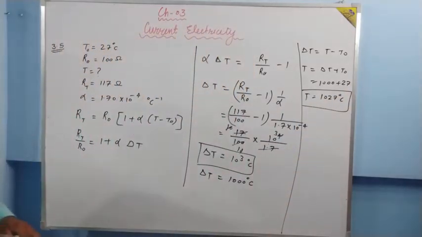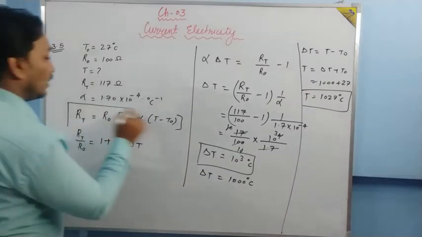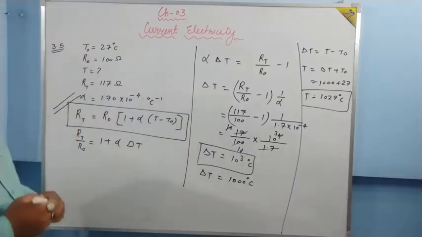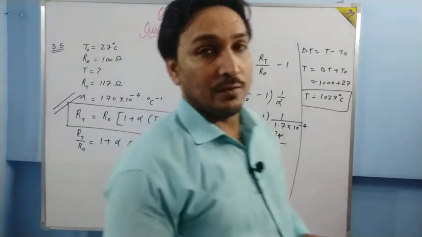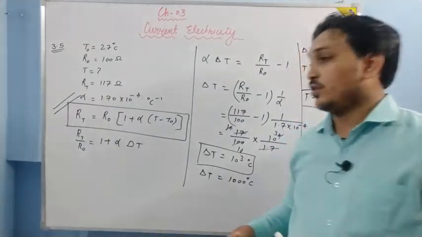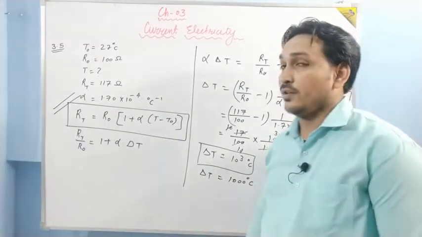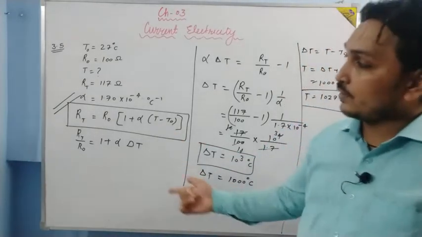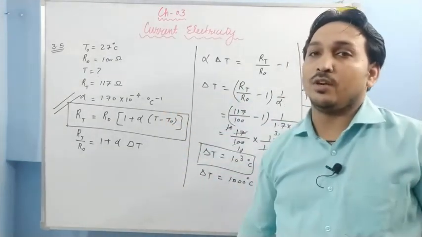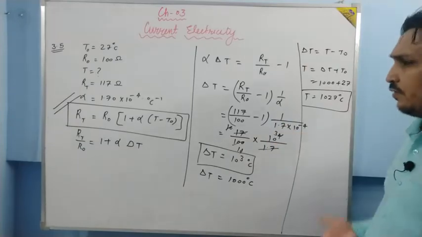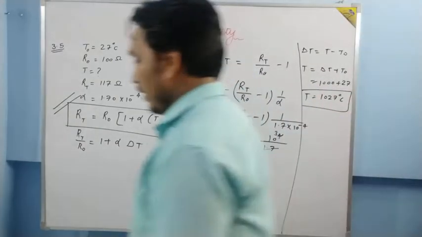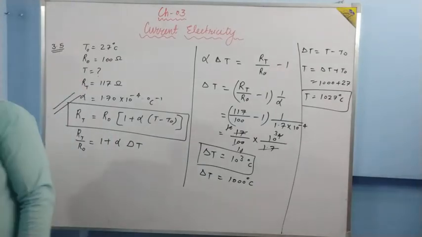Okay. It is not a very difficult question, but this relation is very important. In the syllabus it is mentioned, temperature dependence of resistance and resistivity. So basically this relation is very important. Because of this relation, this numerical becomes important. Otherwise there is nothing very difficult in this numerical. Right? So this was question number 3.5. Now let us move ahead.